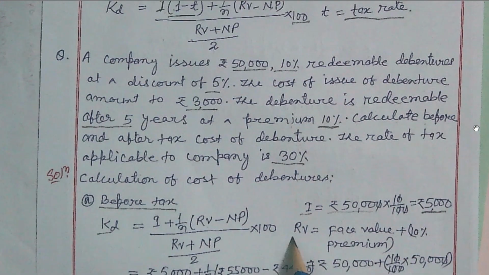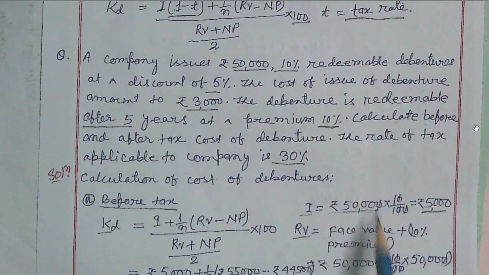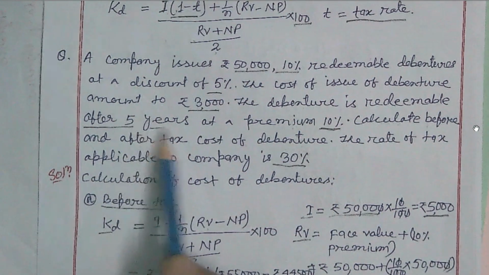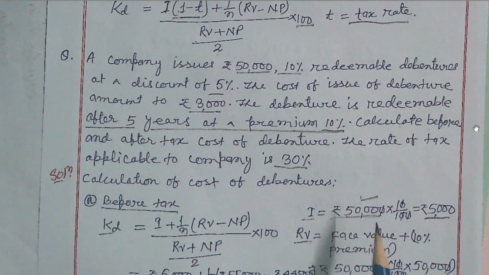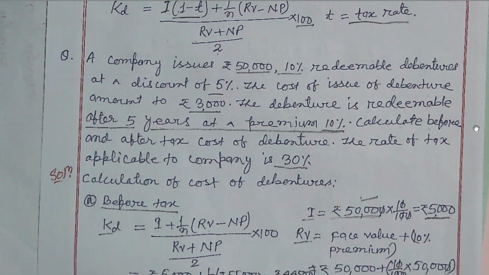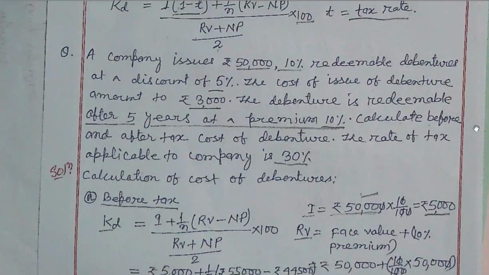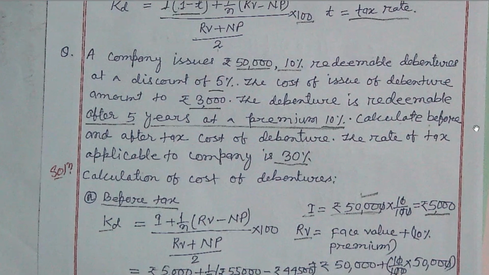And the redeemable value after 5 years: how much amount is the company going to repay to the redeemable debenture holders, that is the redeemable value after 5 years. So the face value 50,000 plus 10% premium here. So the face value the company will give, plus 10% premium is also included. So again 10% of 50,000, it is 5,000.